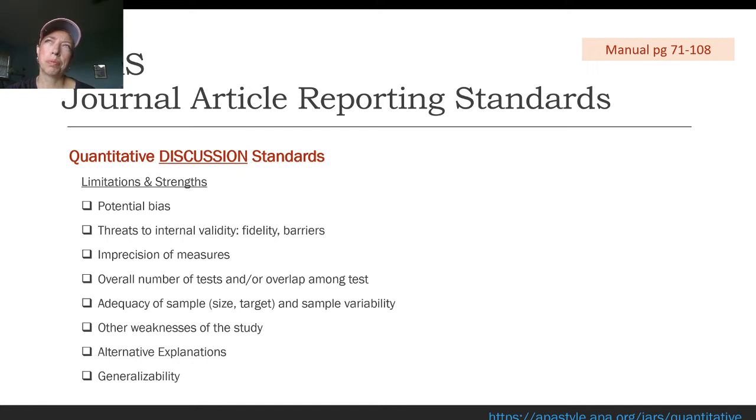So of particular interest for our course, this is where we would put the limitations and strengths. Every study has limitations and strengths. We always have biases, threats to validity, imprecision in our measurement, talking about multiple comparisons, inflation of the type 1 error rate, did we have an adequate sample, and any other problems with generalizability. So that goes in the discussion section.